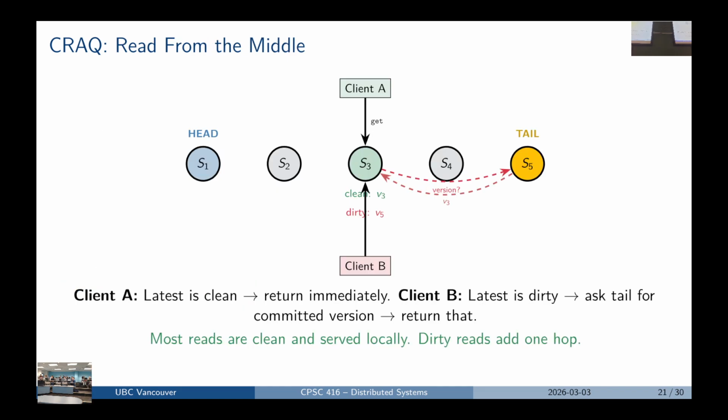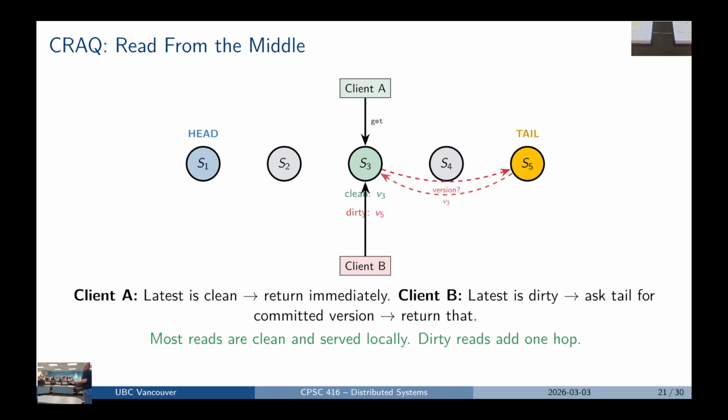So in CRAQ, you can read from the middle. Client A does a get, and they get the clean version. But client B does a get and sees that the clean version is version 3, the dirty version is version 5, we don't know. So it comes over here and reads. Client A saw that value and it was only clean. It read before the change started propagating through.